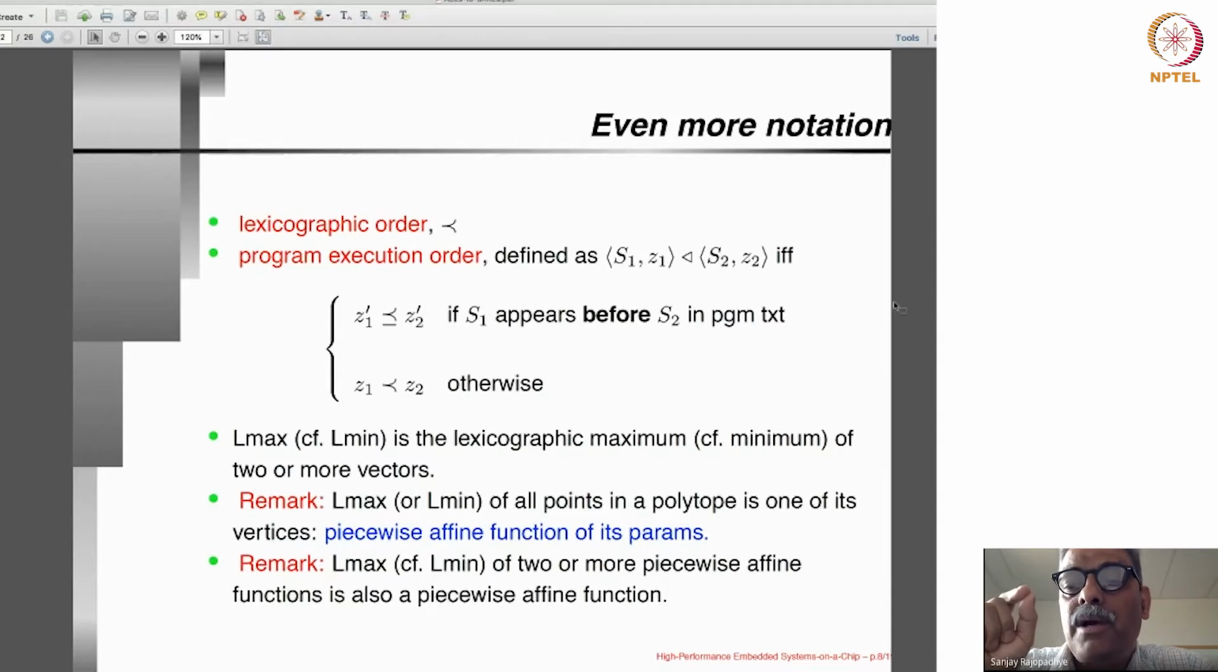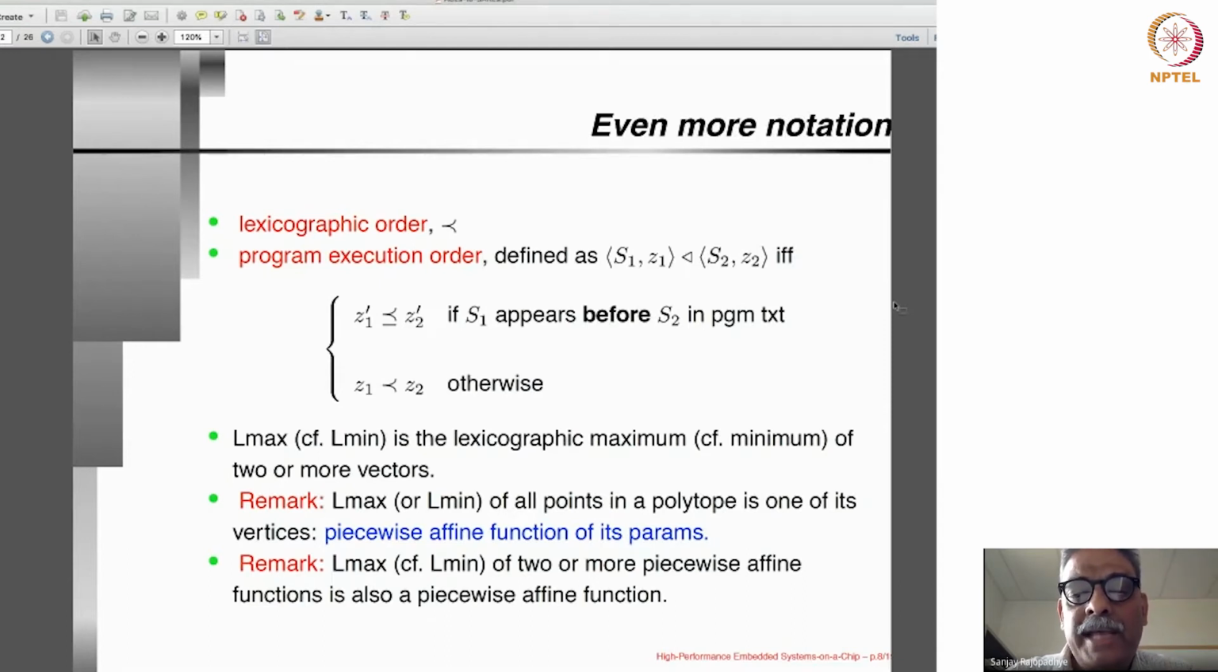Statement S1 at iteration Z1 is executed before statement S2 at iteration Z2 if and only if Z1 prime and Z2 prime are the common indices amongst Z1 and Z2. Remember, you're talking about iteration spaces of two different statements. They may be surrounded by some common index. Okay, so Z1 prime and Z2 prime are the common indices.